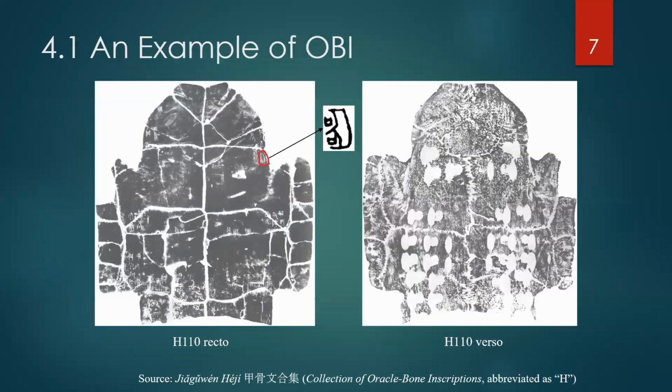Let's look into an example of oracle bone inscription. This is a copy of inscription number 110, both on the recto and the verso of a broken turtle shell. It is cited from Jiaguwen Heji, normally abbreviated as H. We can see both sides are inscribed with characters, but the recto contains more characters. I want to point out the SS characters marked in red here.